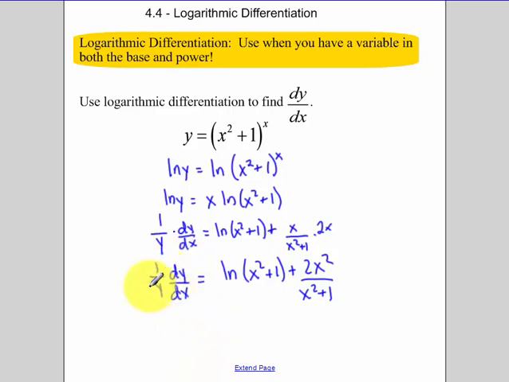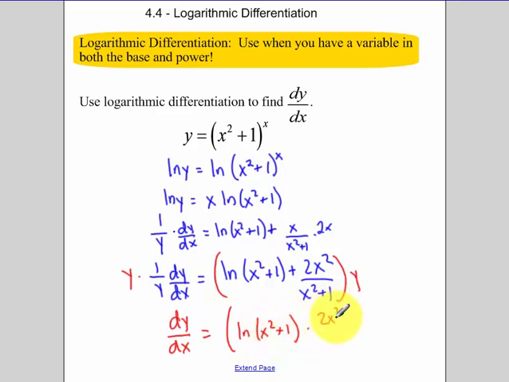now we need to solve for dy dx. So I multiply both sides by y. So dy dx is equal to this whole function times y, but y is this original function here.